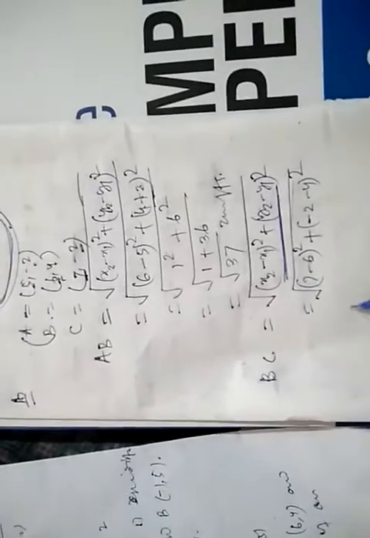Similarly calculate BC. BC uses the same distance formula, square root of x2 minus x1 whole square plus y2 minus y1 whole square. But in this formula only x2, x1, y2, y1 will change. What is x2 here? 7. What is x1? 6. So 7 minus 6 whole square plus y2 which is minus 2 minus 4, minus 2 minus 4 whole square. So that becomes square root of 7 minus 6 means 1 square plus minus 2 minus 4 means minus 6 whole square. That is 1 plus 36. So square root of 37 units.